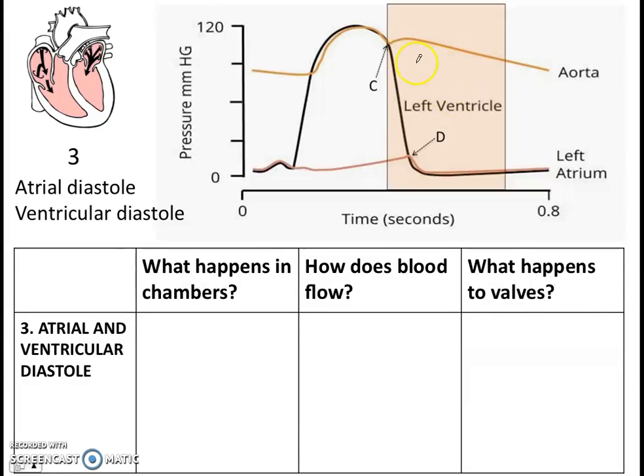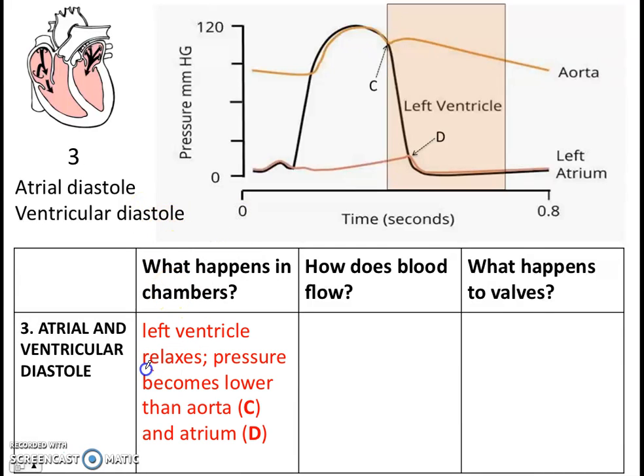Now before looking at the graph again, let's just think about what we know about this phase. During ventricular diastole, we know that the left ventricle relaxes, right? So the left ventricle here relaxes, and of course the left atrium also relaxes. Because the left ventricle relaxes, the pressure in the left ventricle starts to decrease. You can see even from this point, the pressure in the left ventricle already starts to decrease.